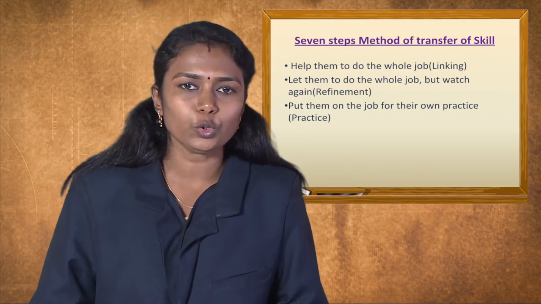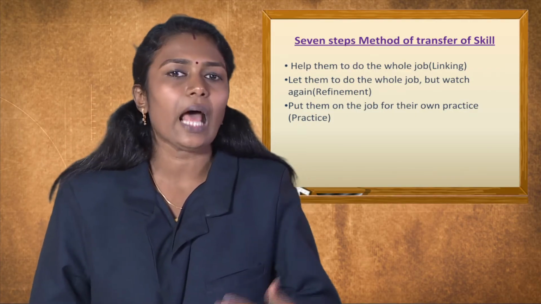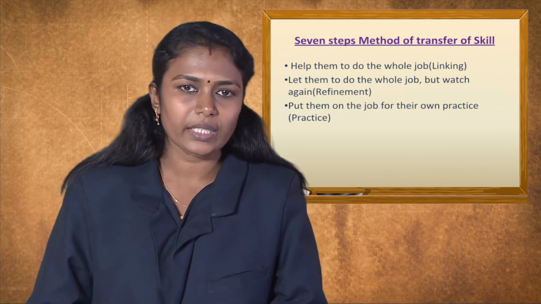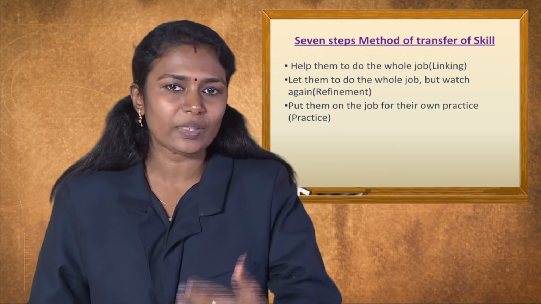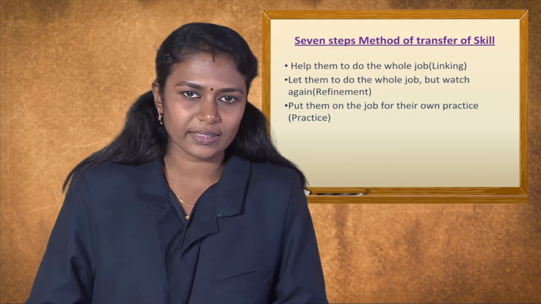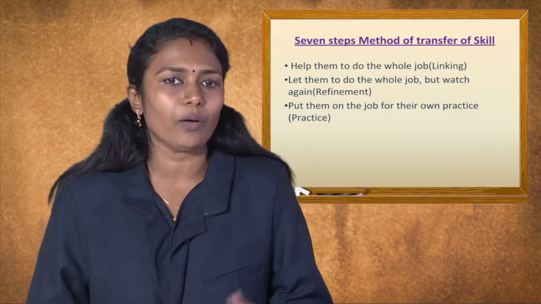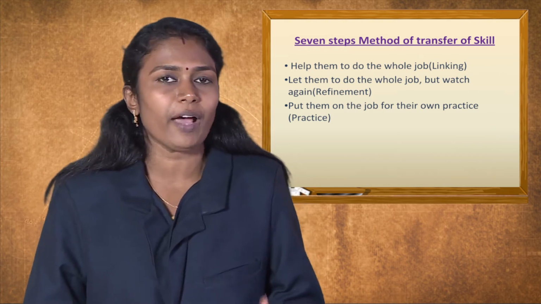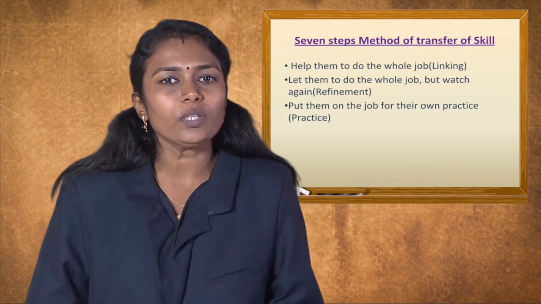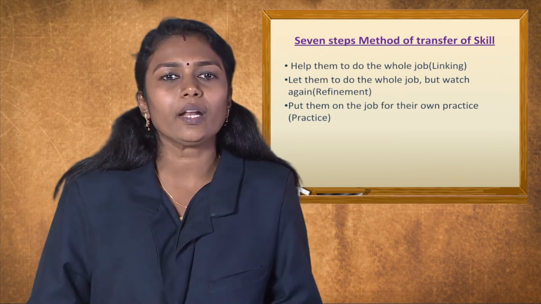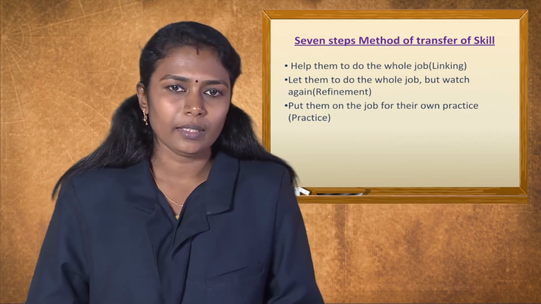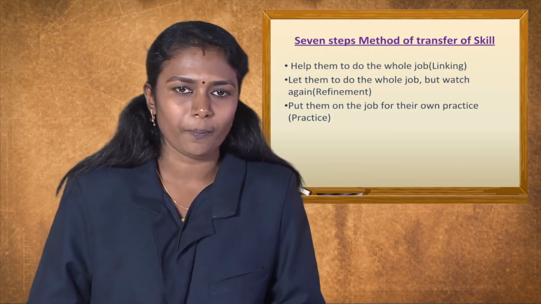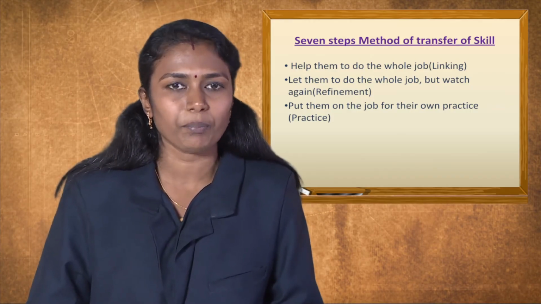Next, help them to do the whole job. The instructor has to help the trainees to do the job as a whole. That is, we have to link it. While they are practicing, the instructor has to watch them. This is refinement. Next, put them on the job for their own practice. We have to give different practice to them. They have to do the practice repeatedly.